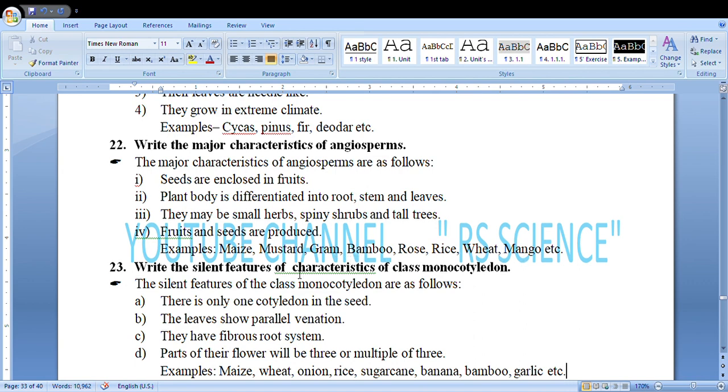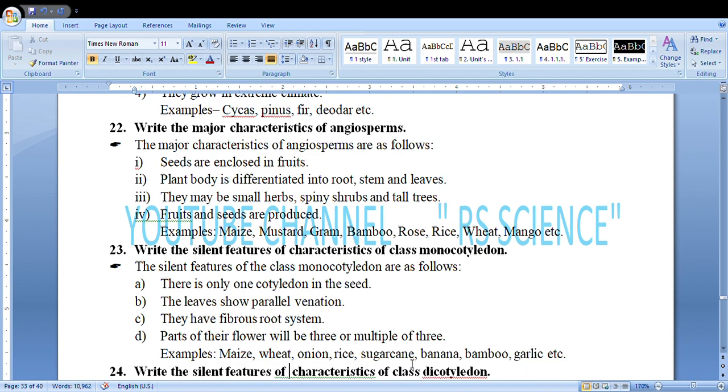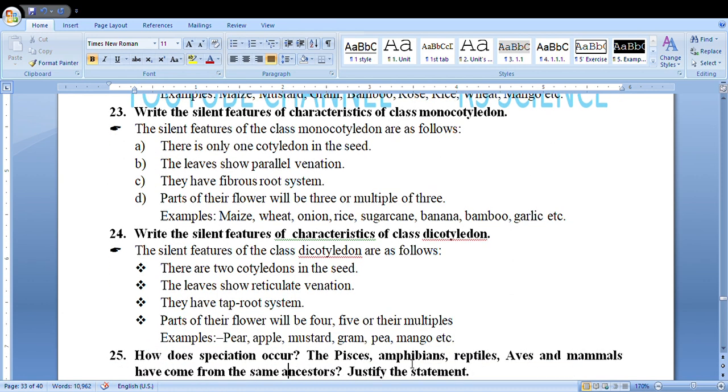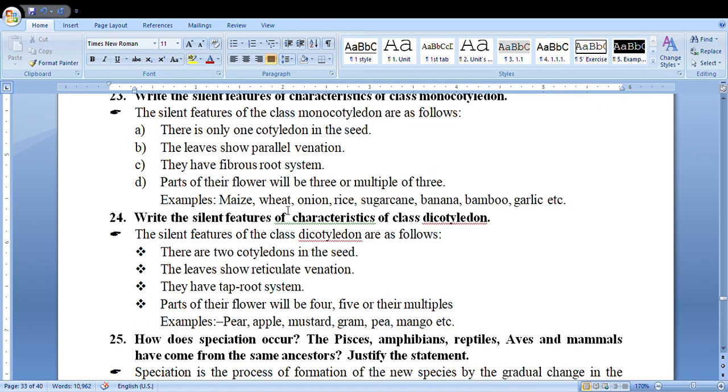Salient features of class Monocotyledon: there is only one cotyledon in their seed. Leaves show parallel venation. They have a fibrous root system. Parts of the flower will be three or multiples of three. Examples: wheat, onion, rice, sugarcane, etc.